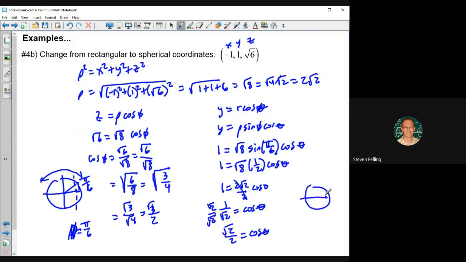And on a unit circle, where is the square root of 2 over 2? Well, that would be at pi over 4. So it looks like theta is pi over 4, phi is pi over 6, and rho is 2 square root of 2, or square root of 8. That's the rho. The theta would be pi over 4. Usually that's written next. And then finally the phi angle pi over 6.